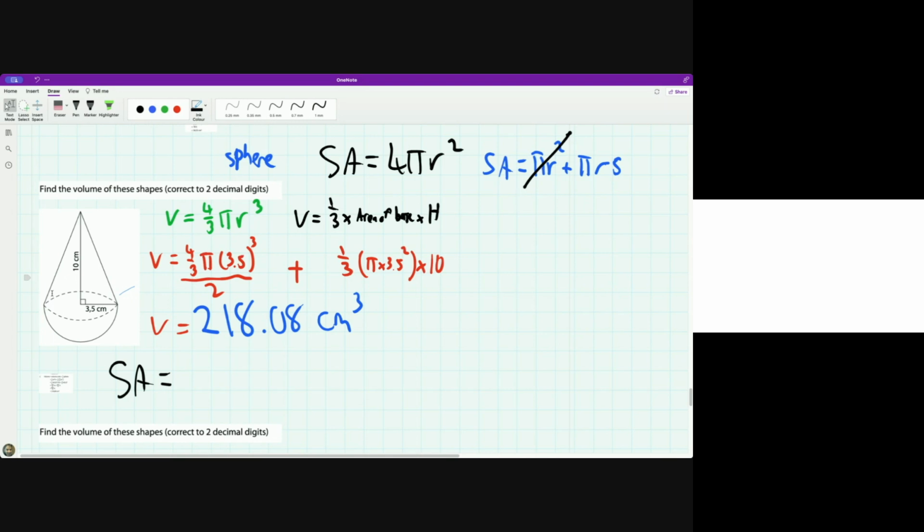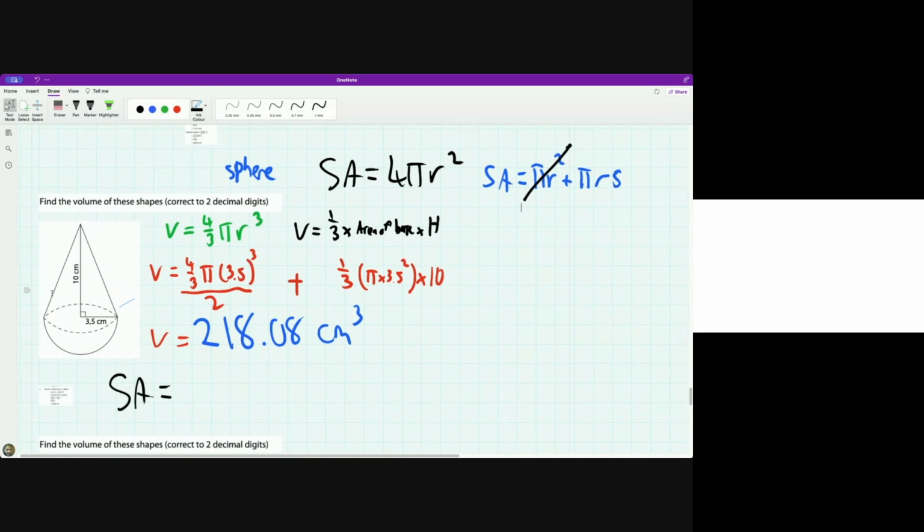Why do I need to ignore the pi r squared part when calculating the surface area of this combo shape? The reason, everyone, is the circle at the bottom is covered. So because it's covered, when you work out the formula for the surface area of the shape, there's going to be a part which is just pi r s, the part that goes around there. You also need to modify the basic surface area formula for a sphere by going 4 pi r squared divided by 2, because you only have half of that.